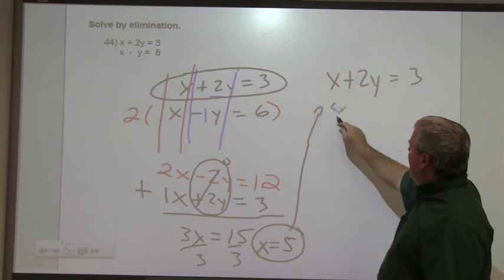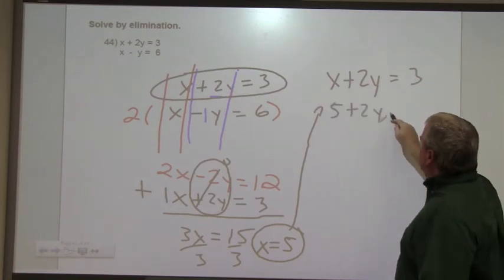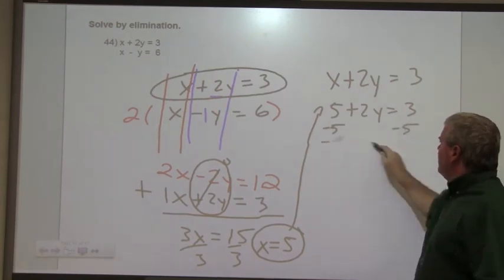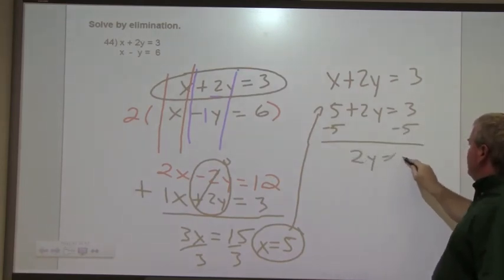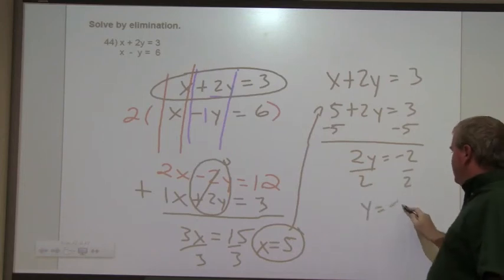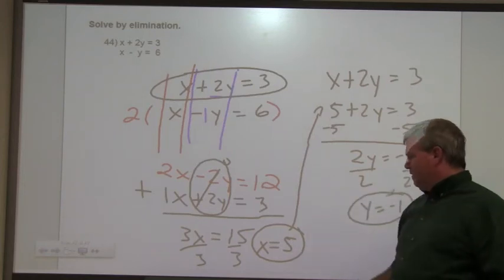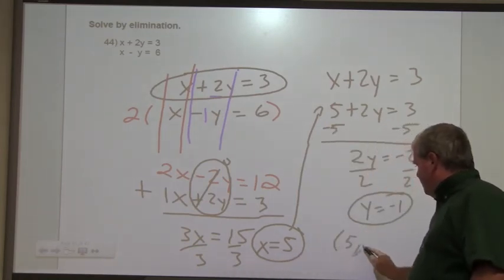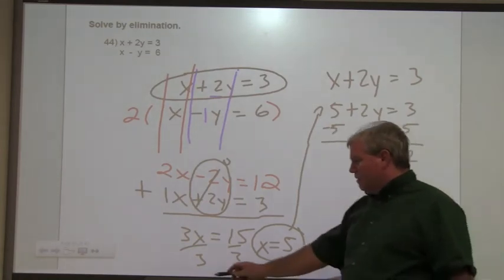Substitute 5 in for x. And then I solve for y. Subtract 5. It gives me 2y equal to a negative 2. Divide by 2 and y equals a negative 1. So my answer would be 5, negative 1.